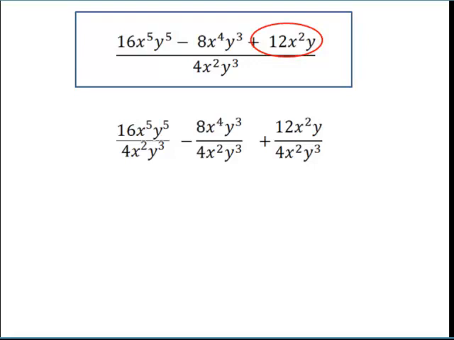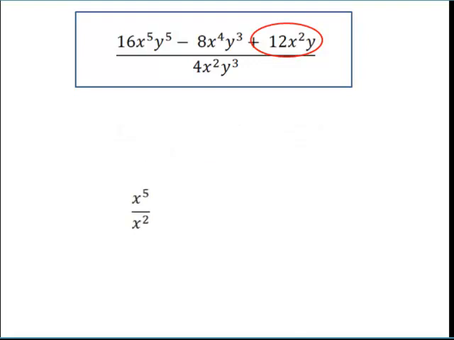Before we proceed, let's review a rule of exponents dealing with division. For example, if we had x to the fifth over x squared, this means x as a factor 5 times over x as a factor twice. And now we can reduce this expression by simply crossing out two of the x's in the numerator and the denominator, leaving us x to the third power.